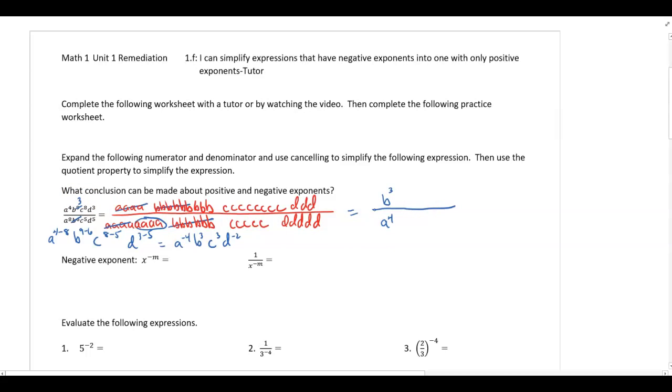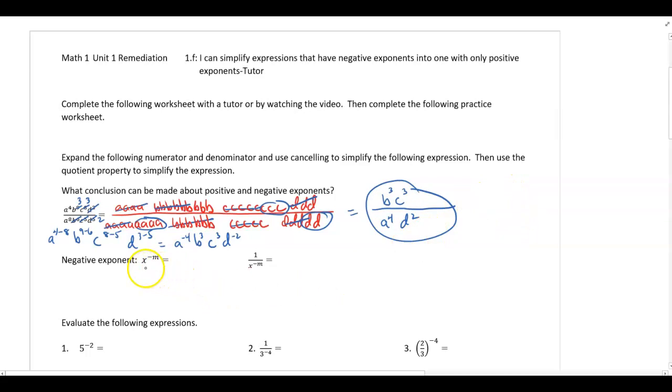And where are my 3 leftovers? In the numerator. When I look at my c's, I have 8 in the numerator, 5 in the denominator. I can cancel 5 out. Where do I have leftovers? Up top. If I take 5 off the top, I have 3 left over. So that would be c to the third. Then, if I have d to the third up top, d to the fifth on the bottom, I can cancel 3 out. If I take 3 off the bottom, how many do I have left? 2. So d to the second is left in the denominator.